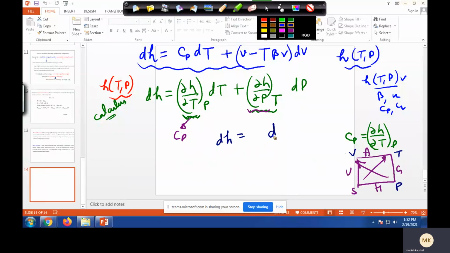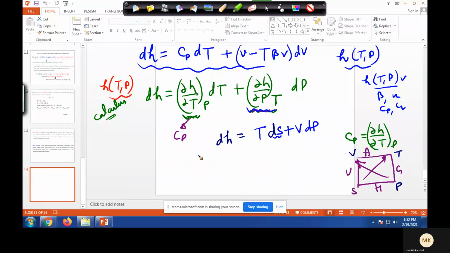dH is equal to, now you can see it will be dS and dP because H is connected to S and P, and then S is going to T and P is going to V. What about sign? You see S going away, so plus sign, P going away, plus sign. Okay, so dH is TdS plus VdP. Now you can see what we want, ∂H/∂P at constant T.